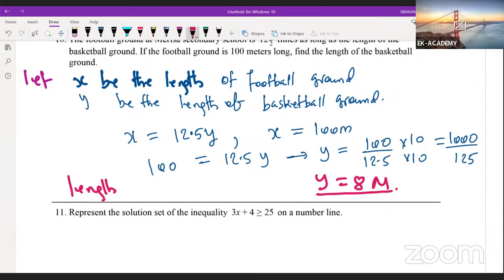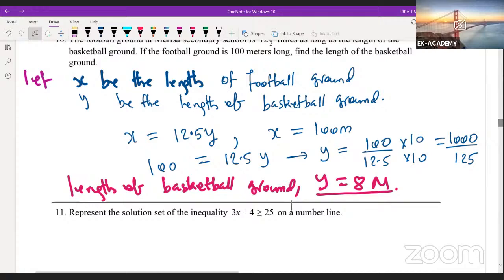Length of basketball ground, that is Y equals 8 meters.